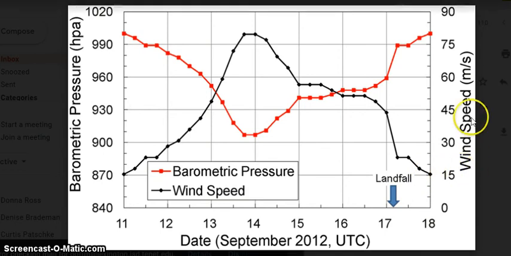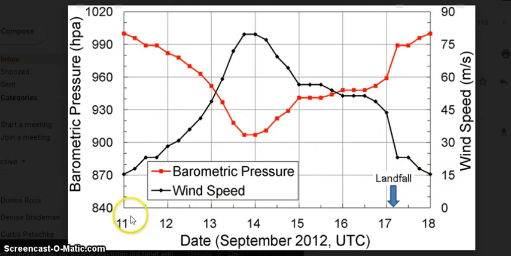Okay? And by the way, pay attention. The wind speed is not in miles per hour. It's in a different unit. It's in meters per second. Don't worry so much about what that means in miles per hour. Just know that as soon as it makes landfall, the wind speeds start to drop.